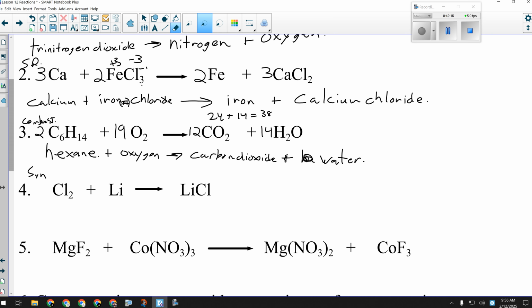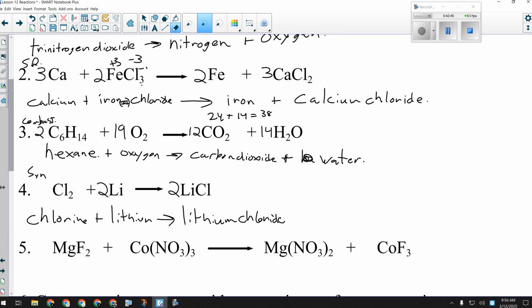Okay, so if I'm looking at this, we've said it's a synthesis reaction. If we're balancing it, biggest number is 2. I need a 2 over here. Okay, that gives me 2 lithiums, a 2 there. Now the reaction should be balanced. Okay, and this is simply chlorine plus lithium gives us lithium chloride. Okay, questions on that one?